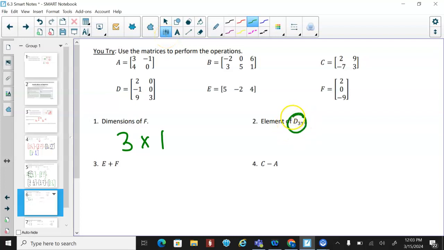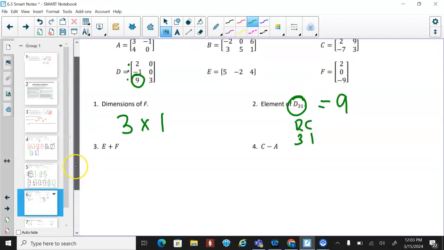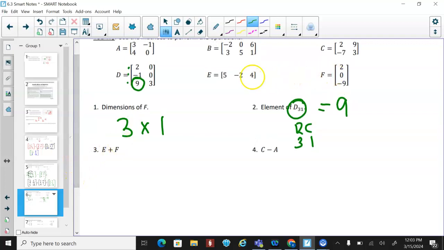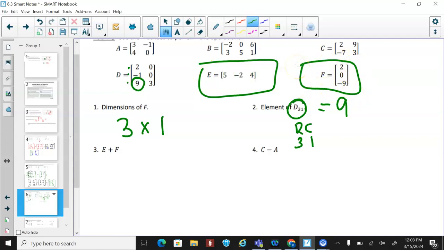All right. Element D31. So again, 3 represents a row, 1 represents a column. So we're going to look at D. So we have a third row, 1, 2, 3, first column. So number 9 is the element we're looking for. Okay, all right. Now we're going to add E plus F. So we're going to add these two, but we cannot, they are different shapes, so that's not possible.